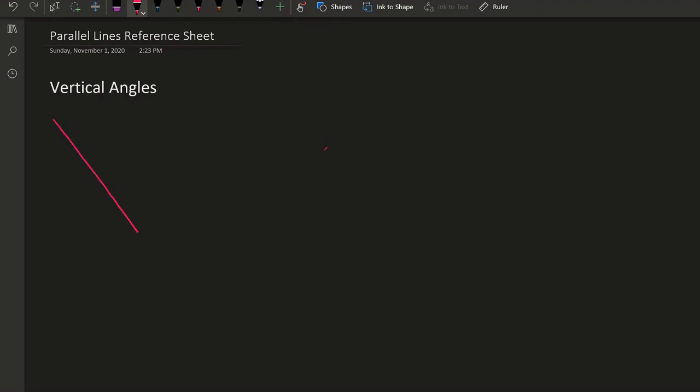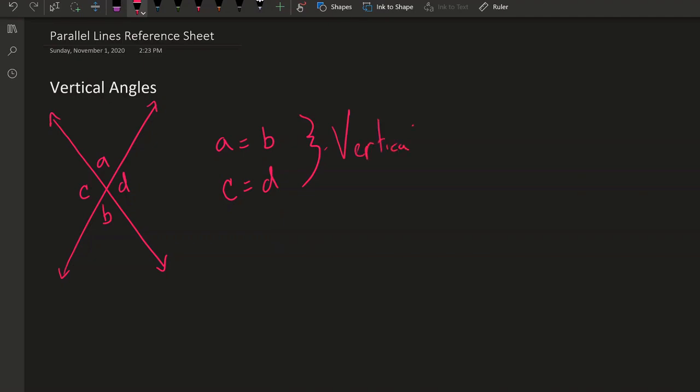Vertical angles happen when I have two straight lines that cross each other like this. And basically what happens is the angles that are directly across from each other are called vertical angles. So I could say that A is equal to B and C is equal to D. And the reason for both of those would be because of vertical angles.